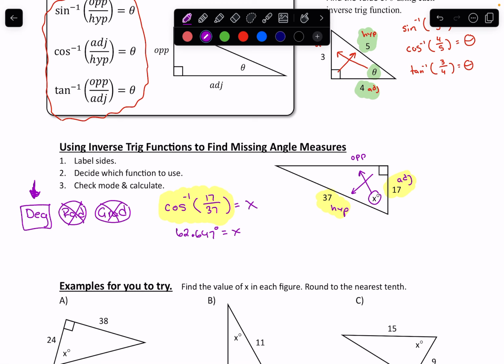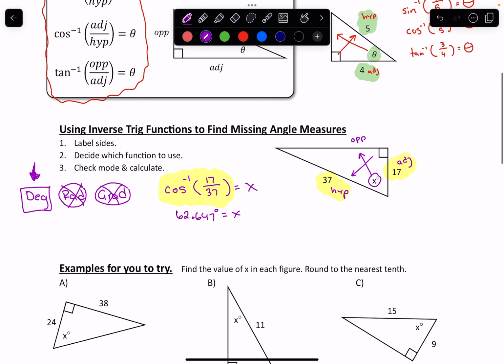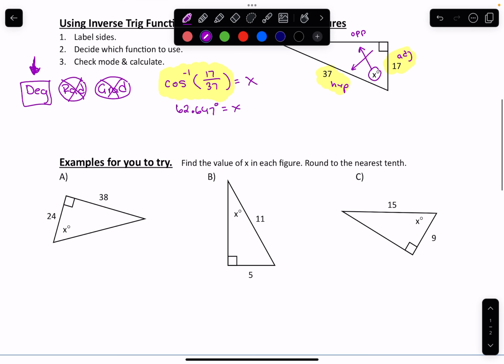That's called truncating it. So either one works for me. You can either truncate or you can round. I'll give you the right answer. All right, let's try a few more.